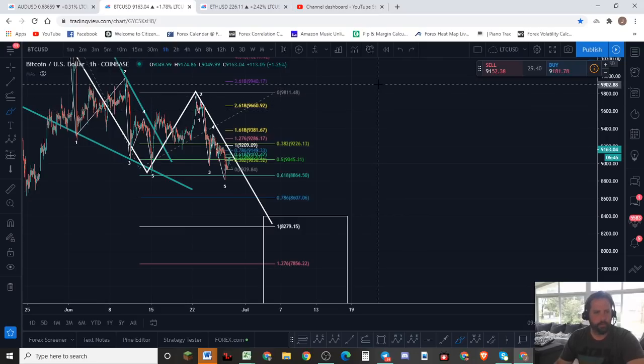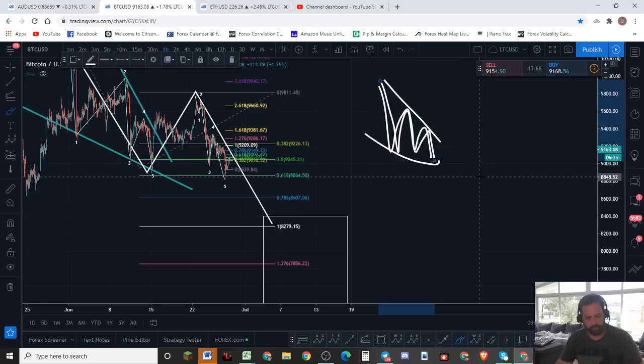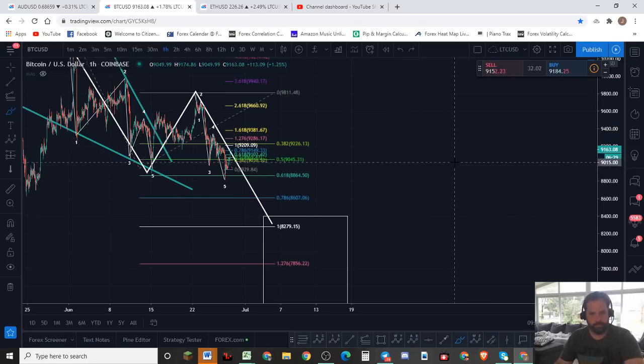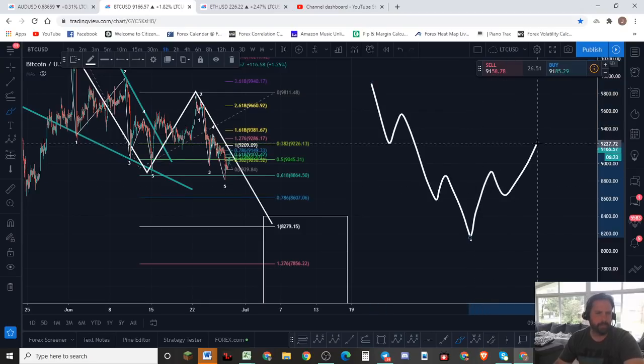Okay, it can also move in a diagonal formation like so, where you have basically a five-wave move as well. This is also an impulse wave, but it looks more corrective as it's being formed. Okay, and that's a five-wave move as well. But after any five-wave move, you expect a three-wave pullback from an Elliott wave perspective.